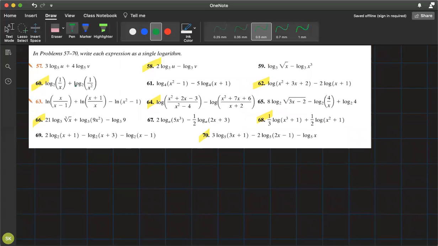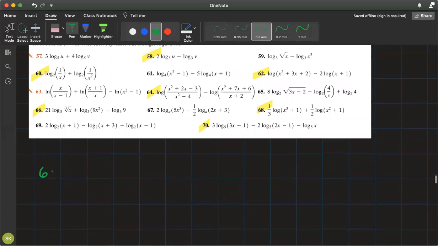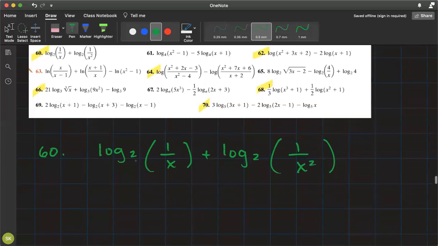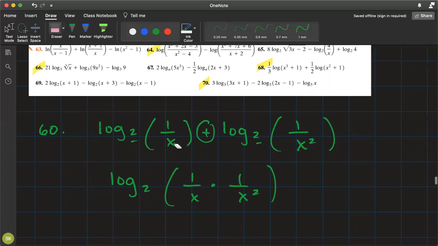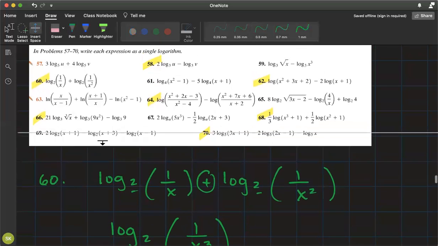Okay, let's try number 60. So 60 says I have log base 2 of 1 over x plus log base 2 of 1 over x squared. Same base here. Addition becomes multiplication on the inside of the log. So this is 1 over x times 1 over x squared. And there's no real reason to leave it like this because 1 times 1 is 1 and x times x squared is x cubed. So let's write it as 1 over x cubed. Okay, problem 60 is done.